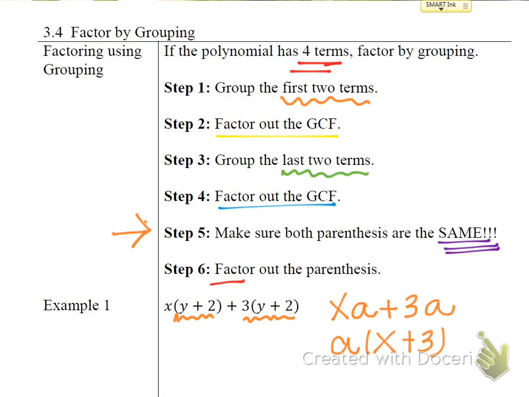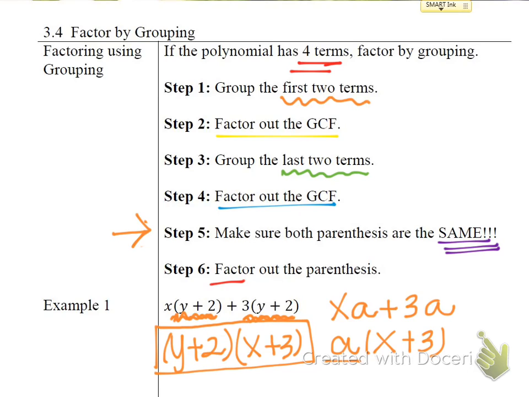Same idea in example 1, except this time the GCF is y plus 2. So factor out the y plus 2, just like you factored out the a, and then what would be left on the inside? X plus 3. And that's your factoring. So this time, instead of factoring out a single term like a over here, you're factoring out a binomial. But it's the same term being multiplied by everything, so it's still a GCF.